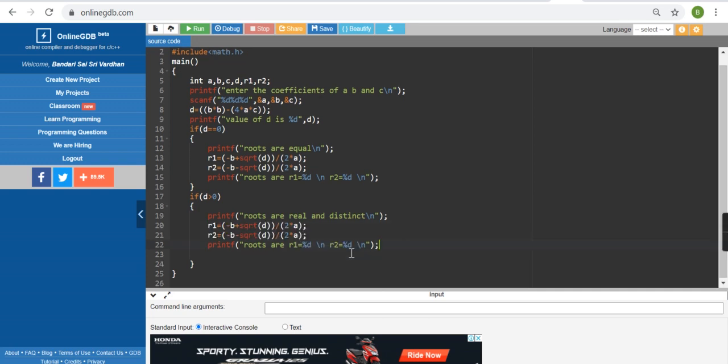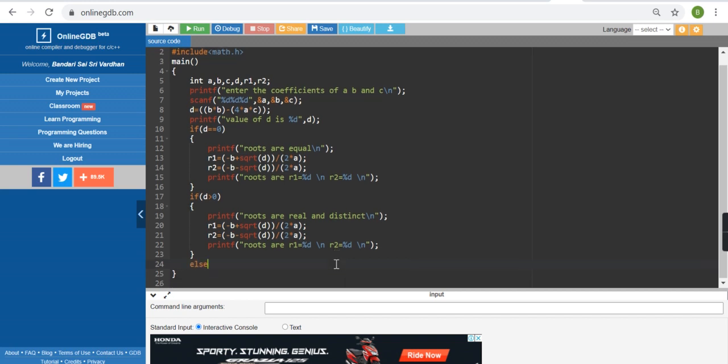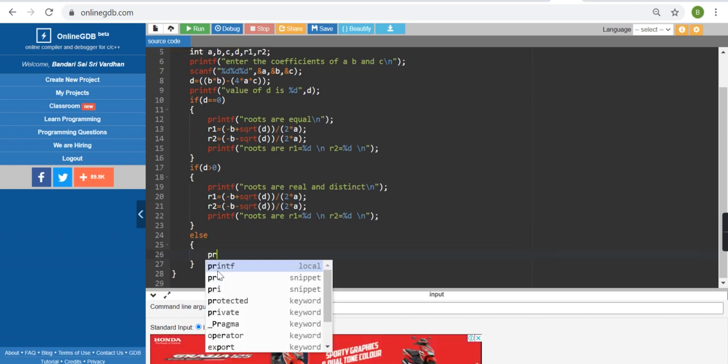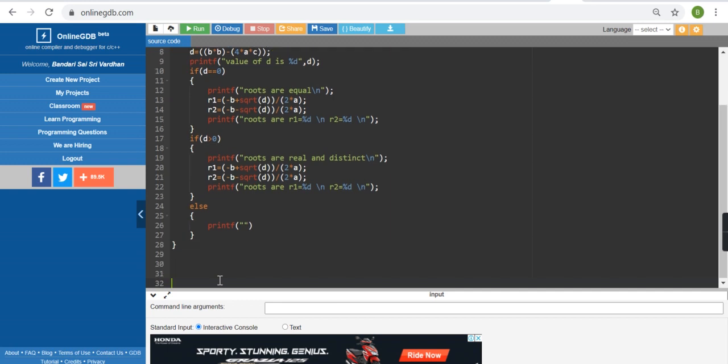Okay. So again we are finding the roots and printing. Here I can write else, or you can use the same simple if also, if d value is less than 0, or else you can write like this, else printf. What should be the else part? What is the else meaning here? If d value is greater than 0, it will do this process. If d value is not greater than 0, else. If this condition is false, the next condition is what? D is less than 0.